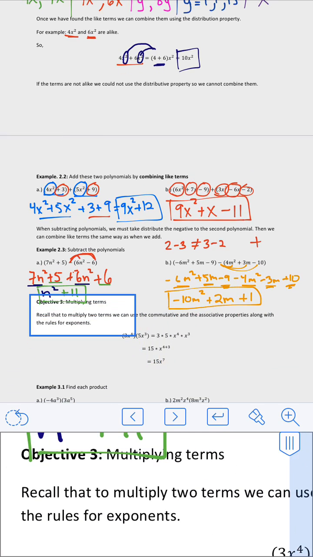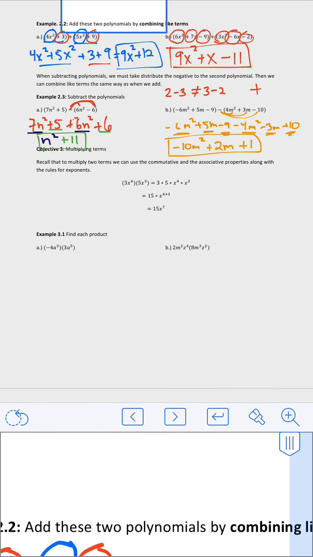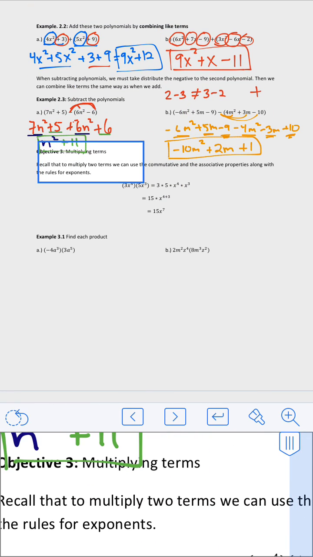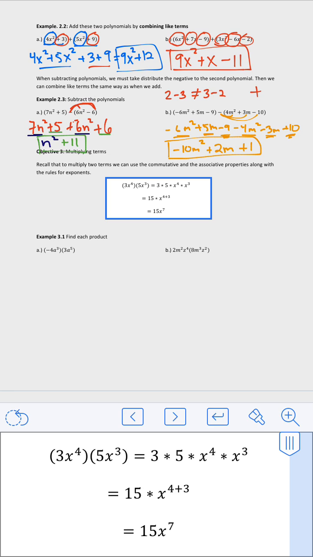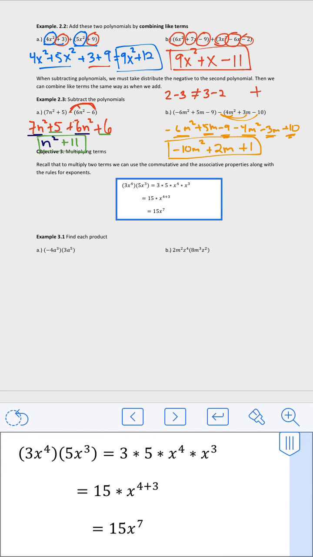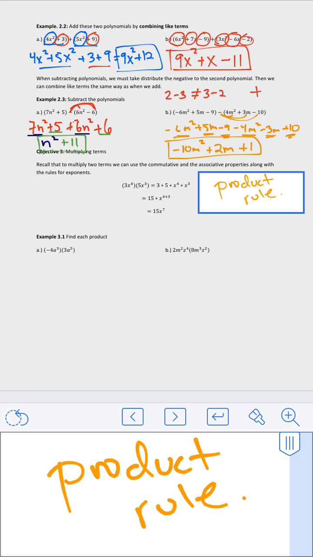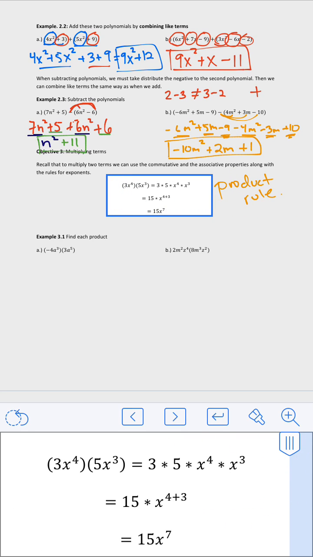All right, multiplying polynomials and multiplying terms. Let's start with just terms together. Luckily, this part's just a review. We've done something like this, right? So we had a problem like this last time. We were discussing product rule. So we're going to use product rule again to multiply these two guys together.